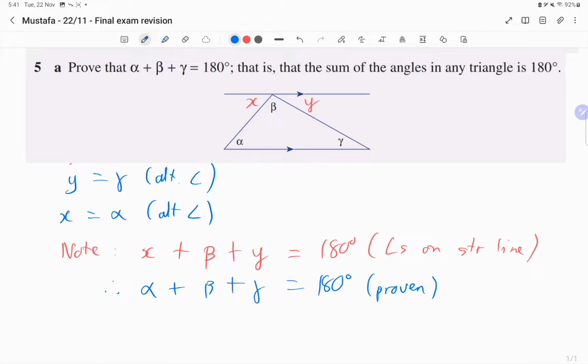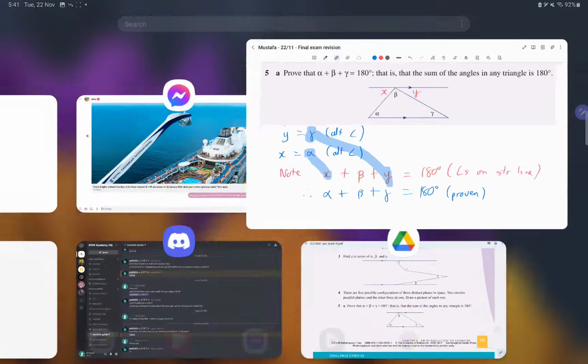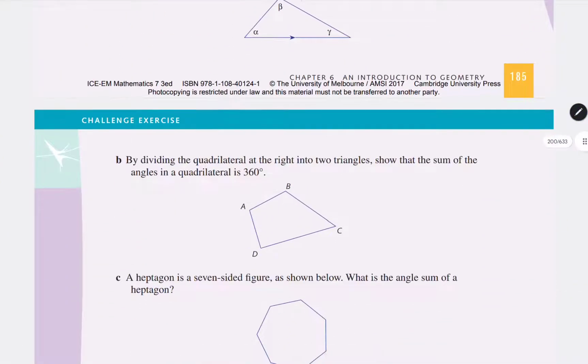So the idea is that we're substituting alpha into x and substituting gamma into y. But first we need to prove that they are the same using alternate angles, angles in parallel lines. So that's the general idea of this one.